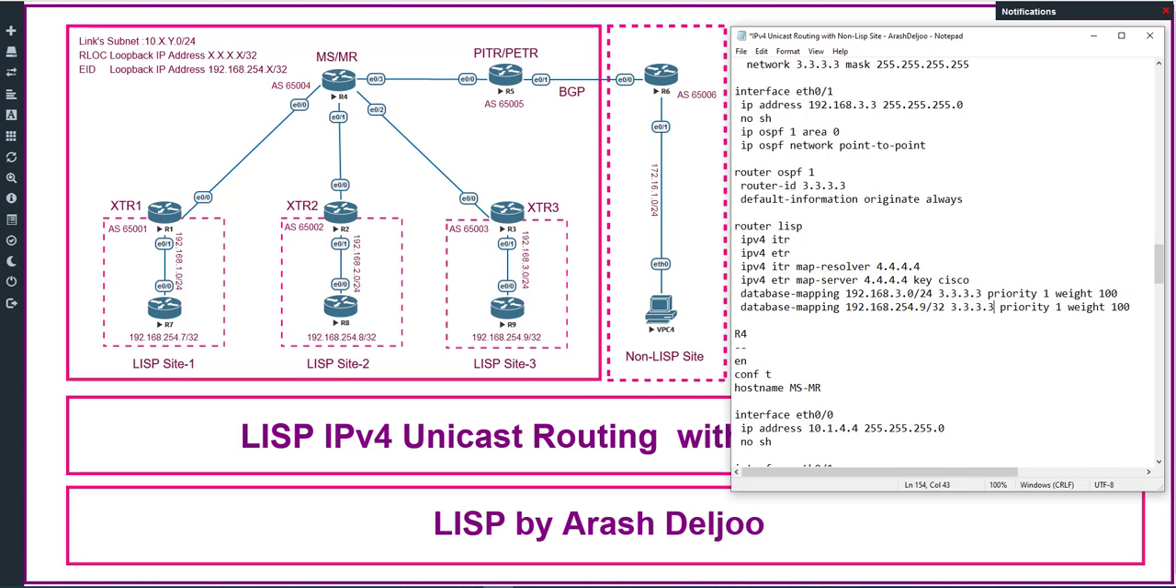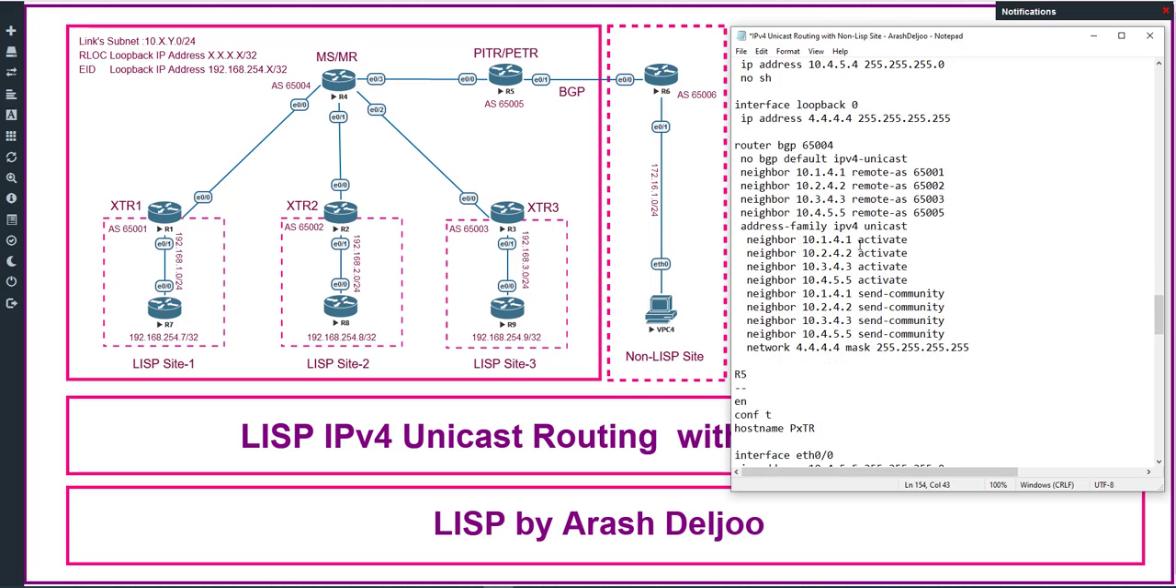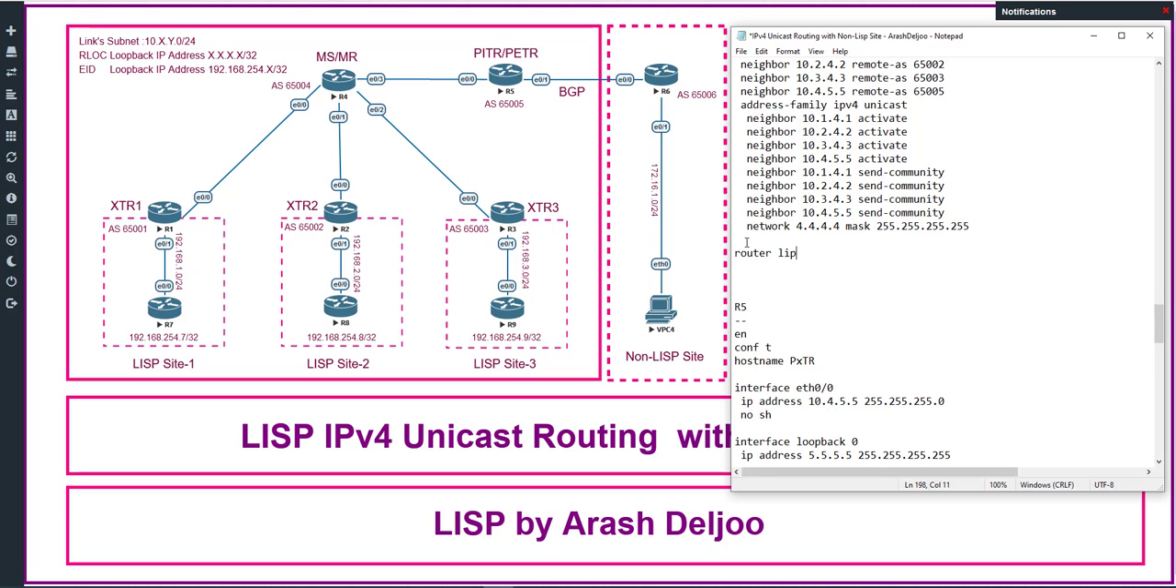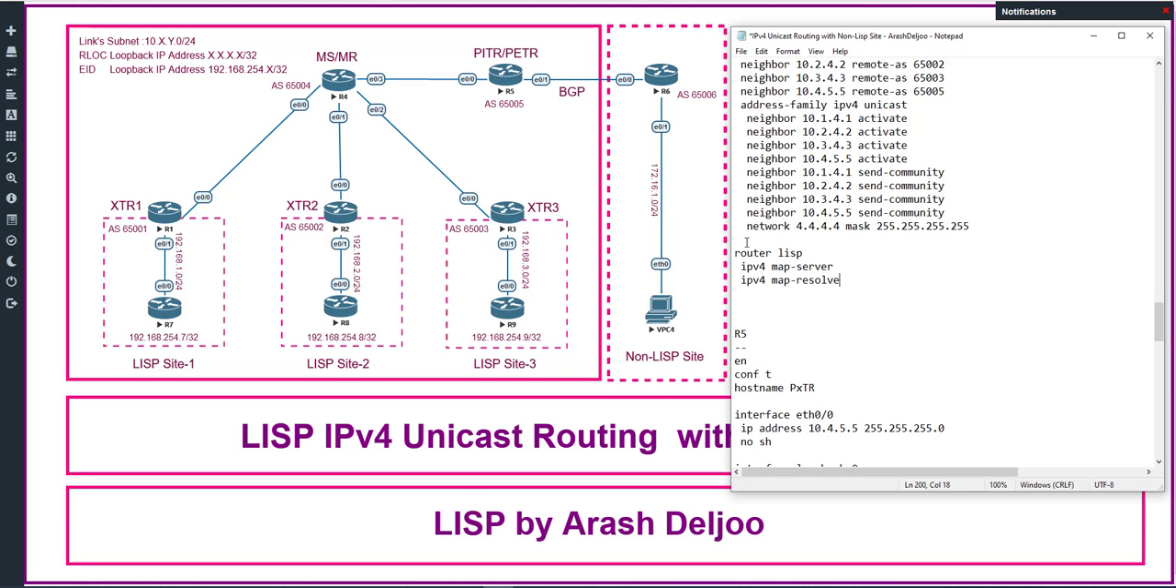And finally, we need to configure the router 4. You know that router 4 is the mapping server, and also the mapping resolver. Look at here. This is the router 4 configuration about the router Lisp. You know that here we need to configure first IPv4 map server, because this is the MS, and also IPv4 map resolver. That's it.